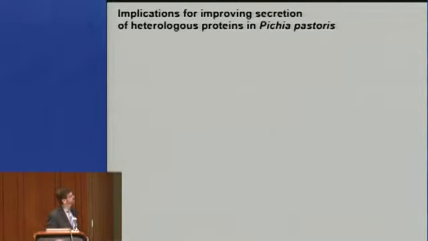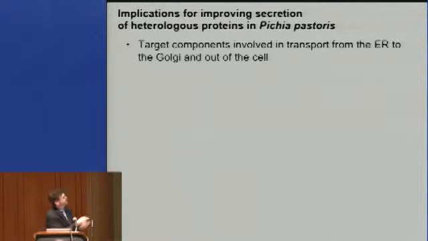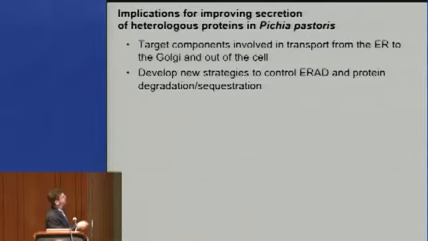Some of the implications of the data that I've shown you are that targeting components involved in transport from the ER and Golgi and out of the cell are critical, that it's in this area that enhancements need to be made. We think that there's a need to develop new strategies to control ERAD and protein degradation or sequestration. That typically these have been upregulated as a way to enhance protein production, but it's really the balance between transport and ERAD that's most important.